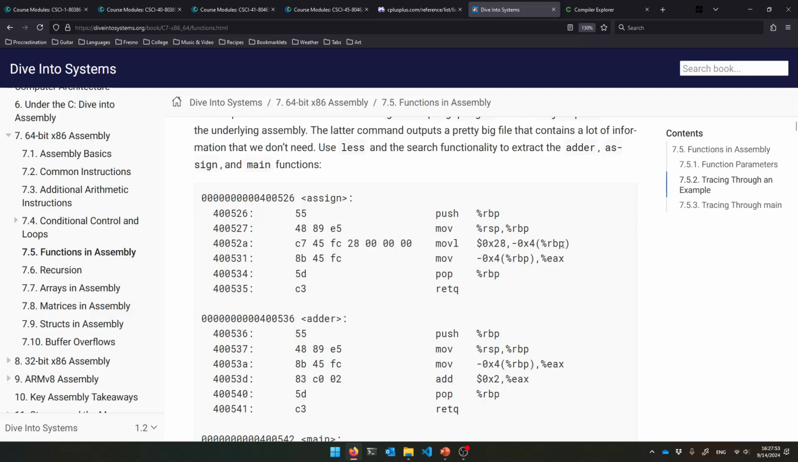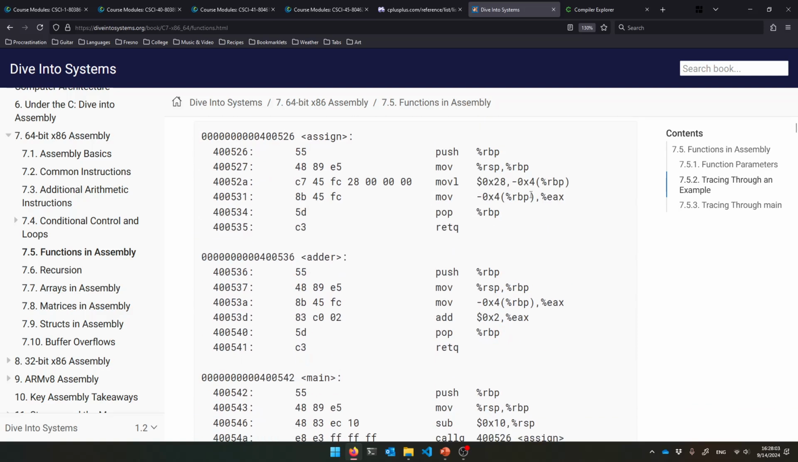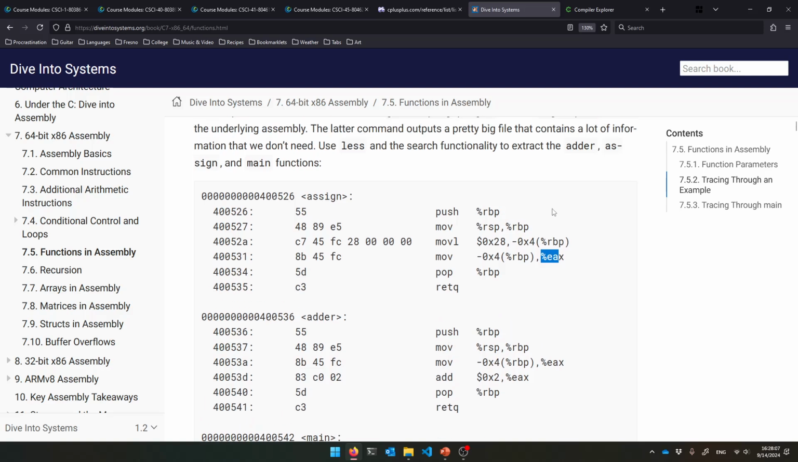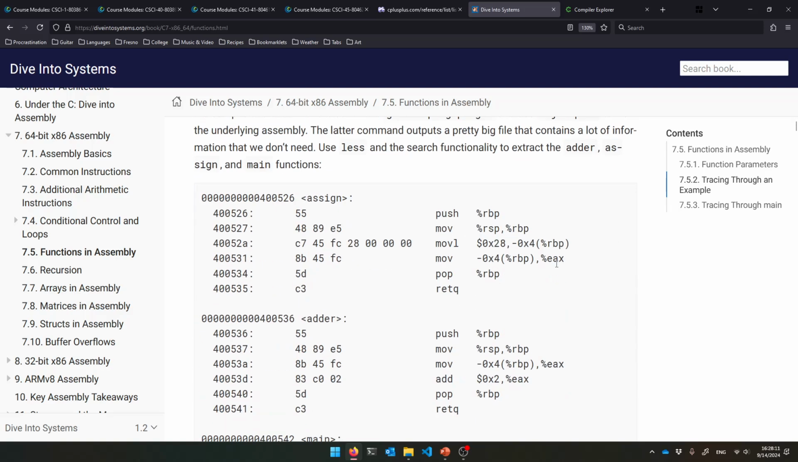It's not even subtracting from ESP or RSP or anything. It's just like, okay, above that, with a negative offset, I'm going to store the number 40 there, and I'm going to also put it in EAX, because I still want to return a 32-bit int, right? So EAX is still where that goes, it's not RAX. And then it's going to pop that saved RBP value and return.